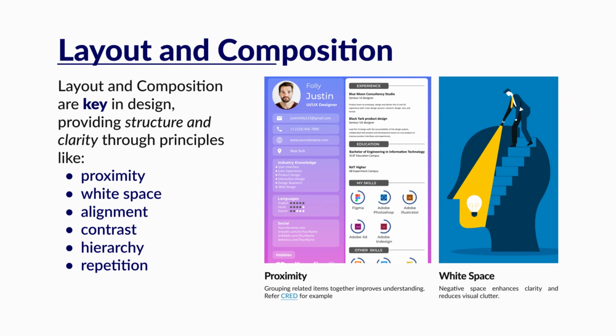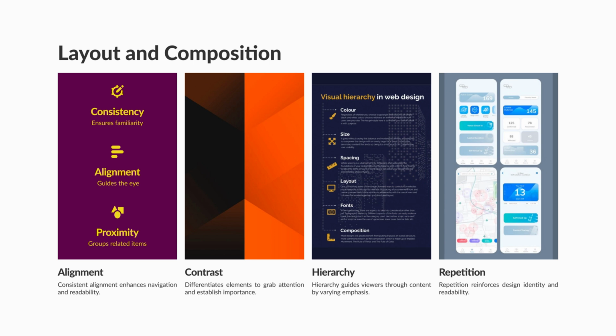Layout and composition are key in design. They bring structure and clarity through five main principles: proximity, white space, alignment, contrast, hierarchy, and repetition. Let's break them down.